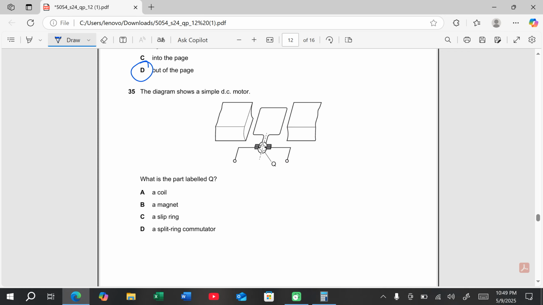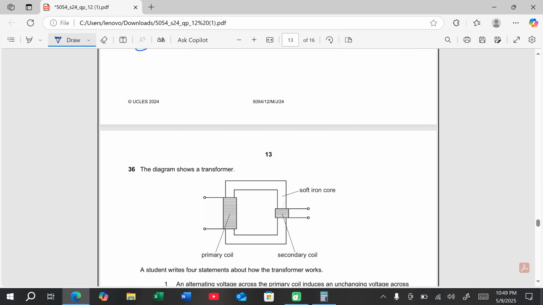35. What is the label Q? That's very easy because they are split ones, so they are split ring commutators. They are not complete slip rings. These are the magnets. This is the coil. So this one is the split ring. There is no slip ring in the DC motor.